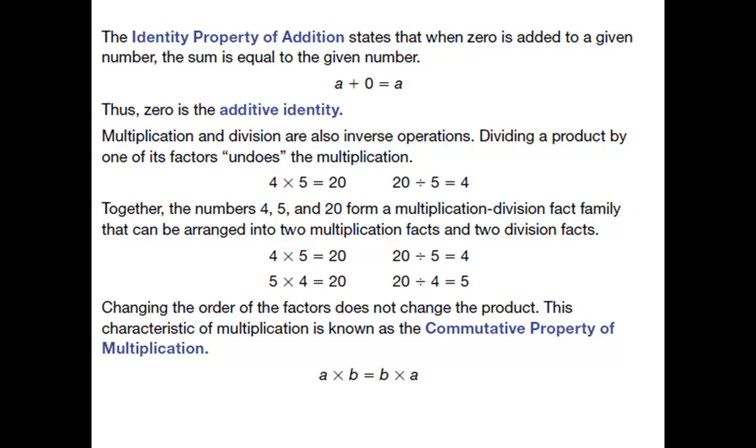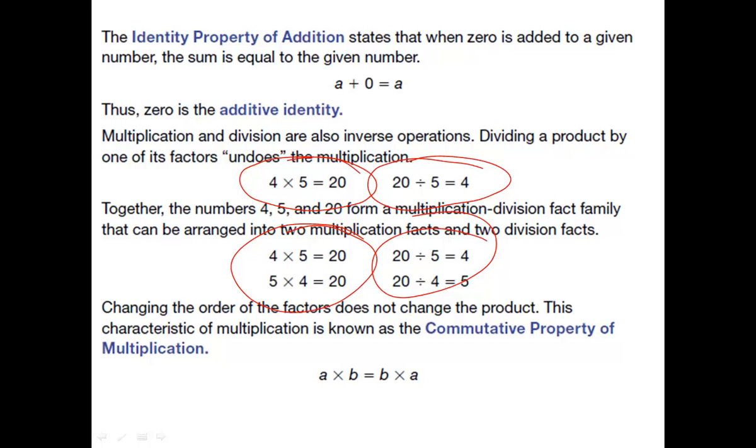Multiplication and division are also inverse operations. Dividing the product by one of its factors undoes the multiplication. Here we see that 4 times 5 equals 20. Well, 20 divided by 5 is 4, or 20 divided by 4 is 5. Together, the numbers 4, 5, and 20 form a multiplication-division fact family that can be arranged into 2 multiplication facts and 2 division facts. Here you've got 5 times 4 is 20, and 4 times 5 is 20. And likewise, 20 divided by 5 equals 4, and 20 divided by 4 equals 5.